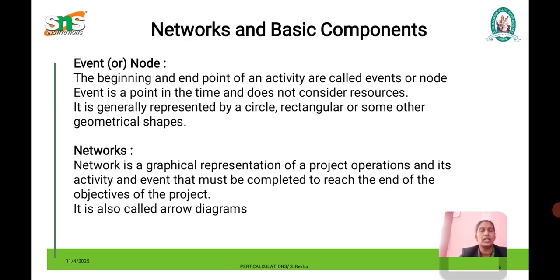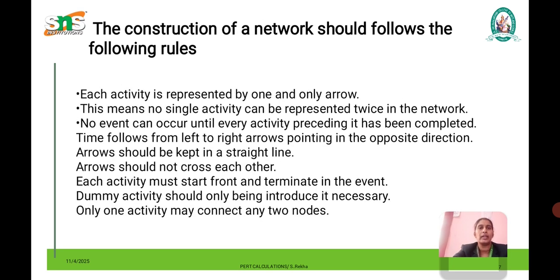Next, after constructing the activity and event, we have to consider the network. First, how many nodes are there? For example, if 6 nodes are there, we have to construct the network according to that. By connecting all the events and activities, we form the network using the arrow diagram. This helps us to find the expected duration of an activity.